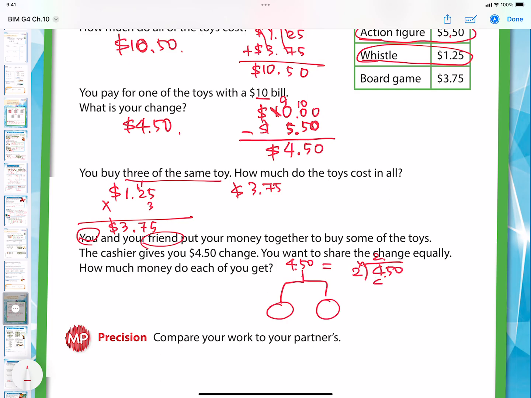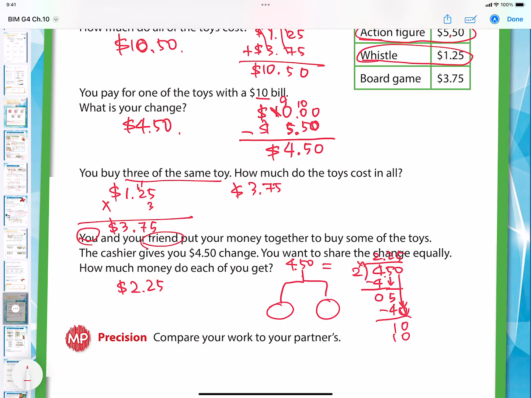And then that's going to be 4, take away, nothing, and bring this 5 down. 2 can fit into 5 by 2 times, right? That's 4. Subtract, remember, and bring this down. 1 and 10. And then 2 times 5 can fit into 10. So the answer is: you and your friend will get $2.25 each. It's the same thing, easier, because we already know how to do addition, subtraction, multiplication, and division.